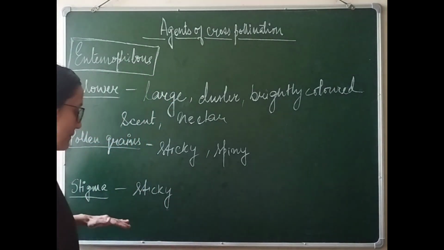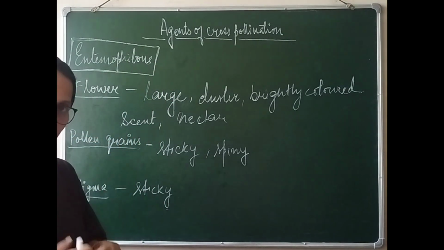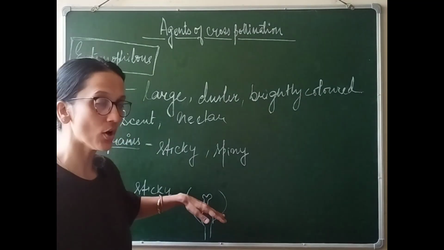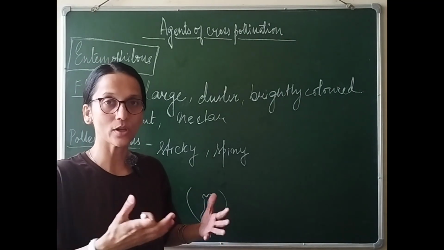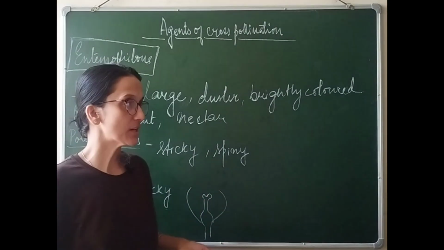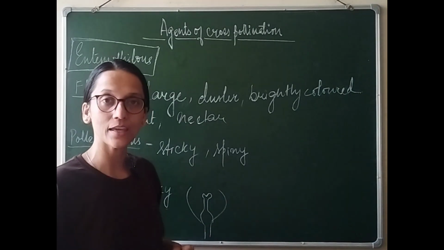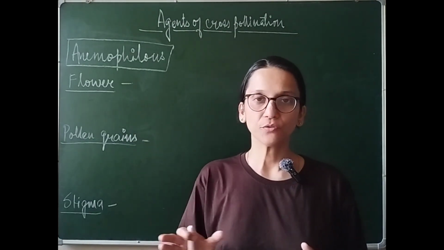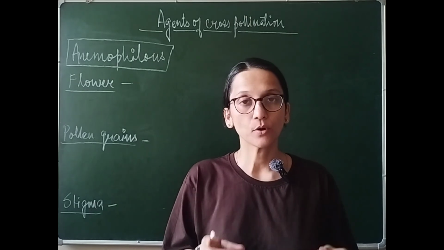One more thing, the stigma of such flowers usually remain within the flower and they don't hang out of the flower, because they do not have to wait for the wind to carry the pollen grains to them. The insects will anyways come and sit on the flower and thereby shed the pollen grains on the stigma. Next we have anemophilous flowers. That means these flowers are pollinated by wind.